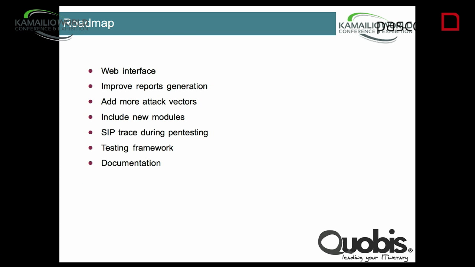So we have a lot of work to do. This is a small bit of our roadmap. We would like to create a web interface for this tool. We would like to improve the report generation, maybe exporting as PDF or other formats. We want to add more attack vectors. We also would like to be able to exploit all the exploits we found about our target and to launch exploits from the tool.